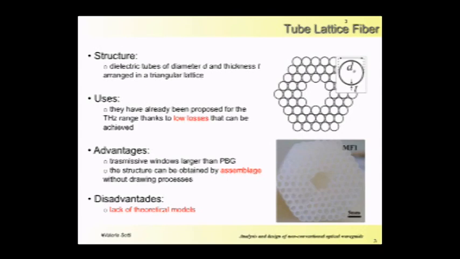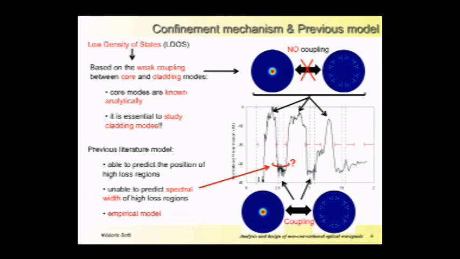The main problem for these fibers is that there is a lack of theoretical models able to describe their spectral behavior for guided modes. And the confinement mechanism is based on the low density of states, and so it's based on the weak coupling between core and cladding modes, which are represented on the right side.